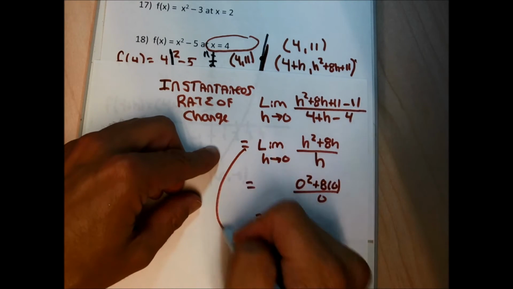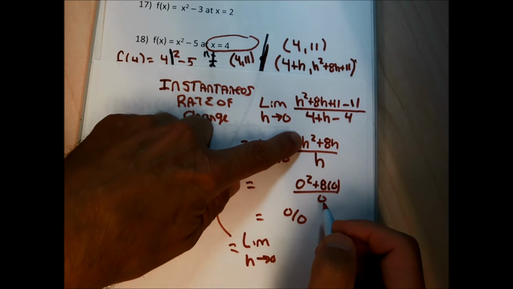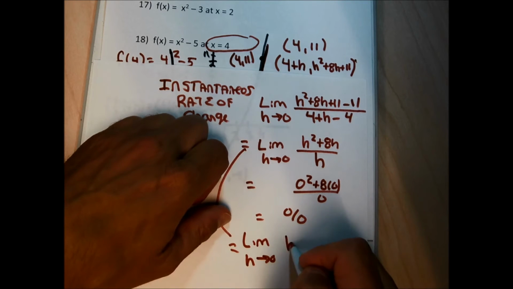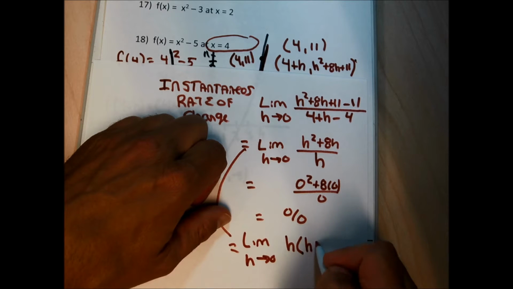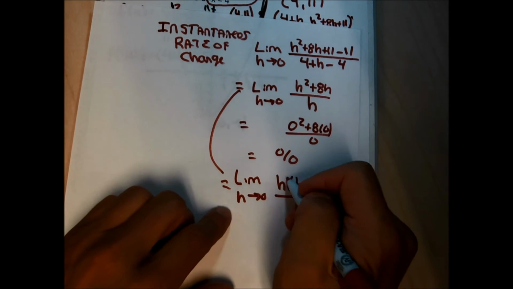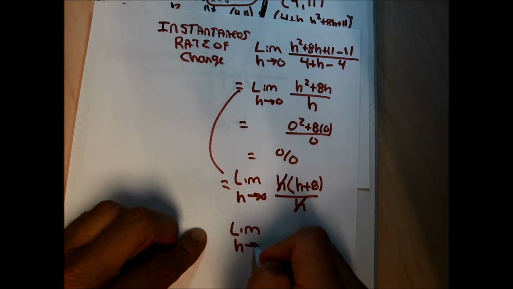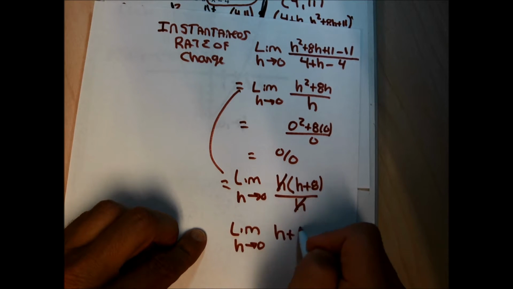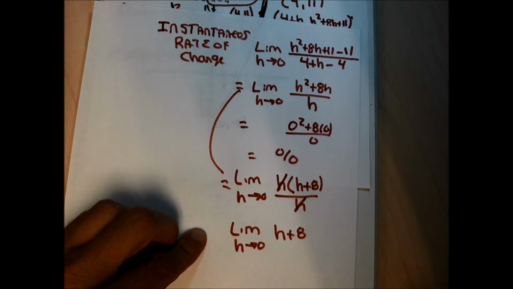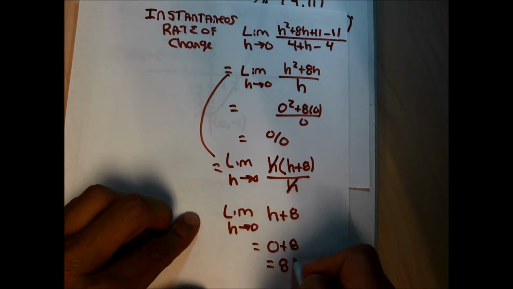So I'm going to come down here and rewrite this as the limit as h goes to 0. In the numerator, I'm going to pull out the common factor of h, so it's h times (h plus 8) over h. And now the h's are going to cancel. The fraction's going to be gone. I'm going to get the limit as h goes to 0 of h plus 8. I could do that now. Now I'm just going to plug in 0 for h. That's 0 plus 8, which is just 8.